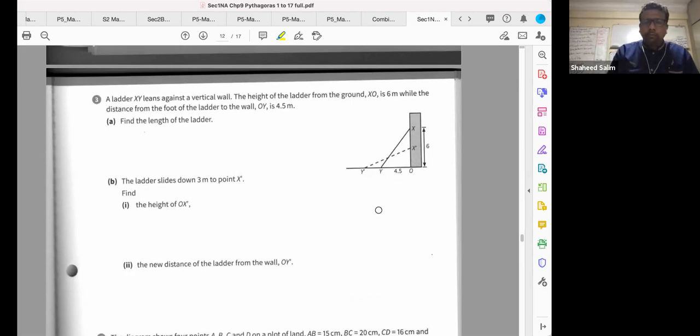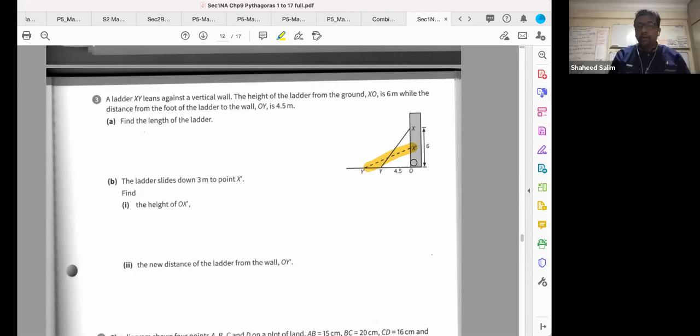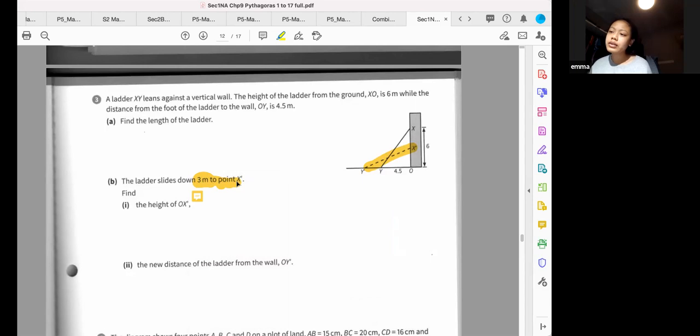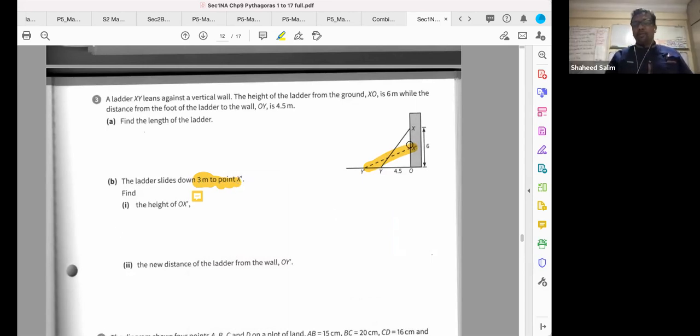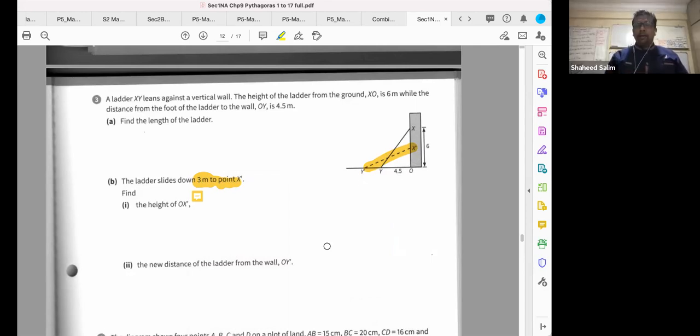Now, the ladder slips against the wall, it went down. So now the ladder is here. They ask you to find out the new height. Very easy. They tell you it's here. And your answer is? 3. 3, good. The new height is 3. It went down by 3 meters. The new distance of the ladder from the wall, OY prime, is it?